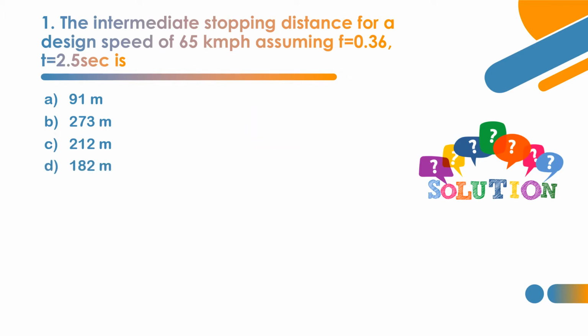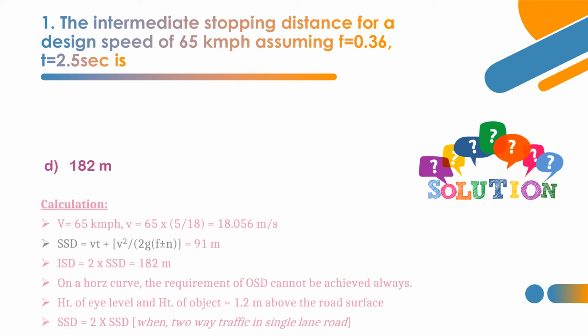So what is the correct answer for intermediate stopping side distance? There are many SDs like stopping side distance, ISD, HSD and OSD. Now we are here to calculate ISD only. You can pause this video and calculate the answer and check it. So the correct answer is option D 182 meter. Now let's see how it is calculated.